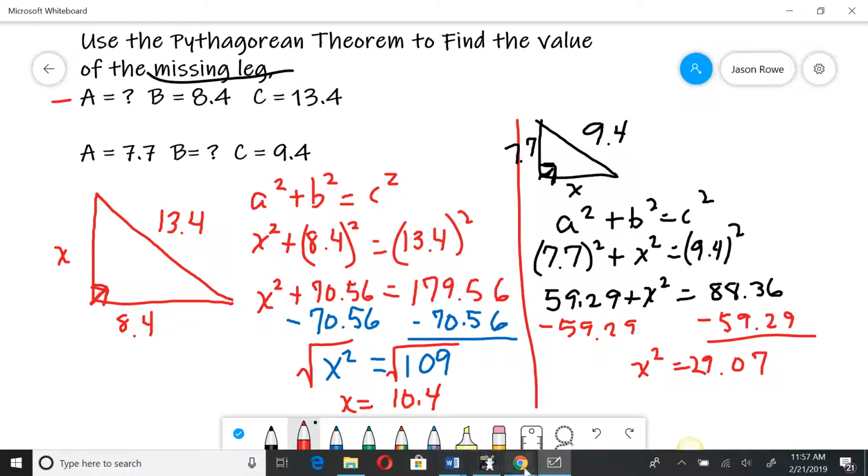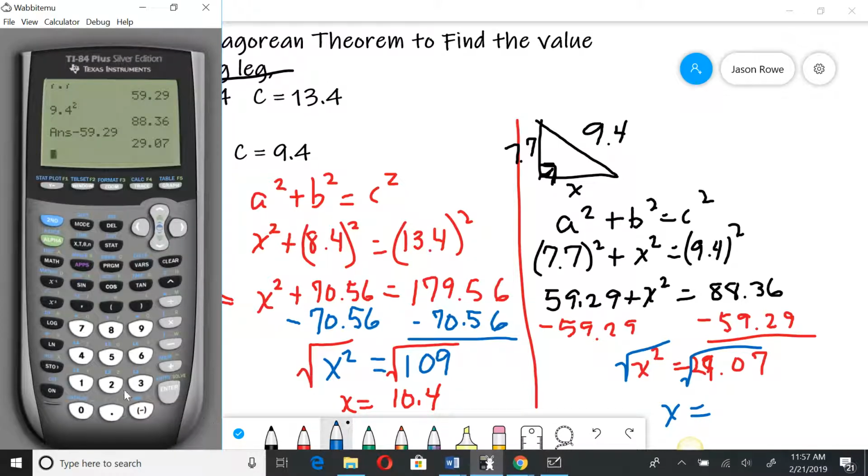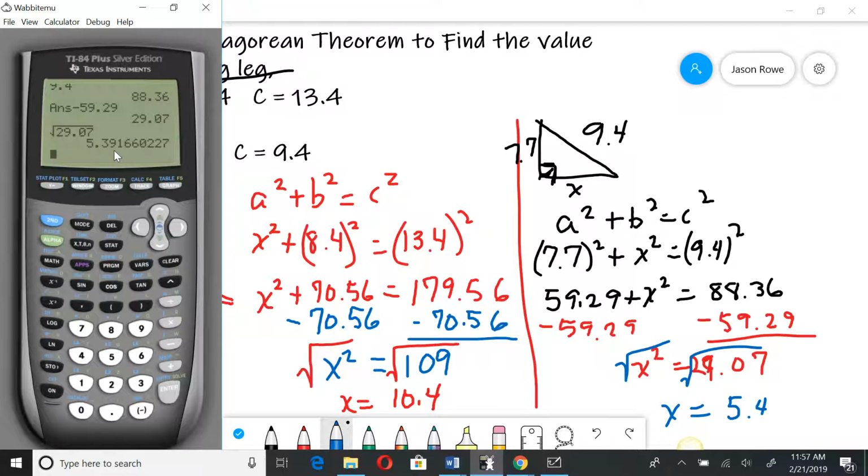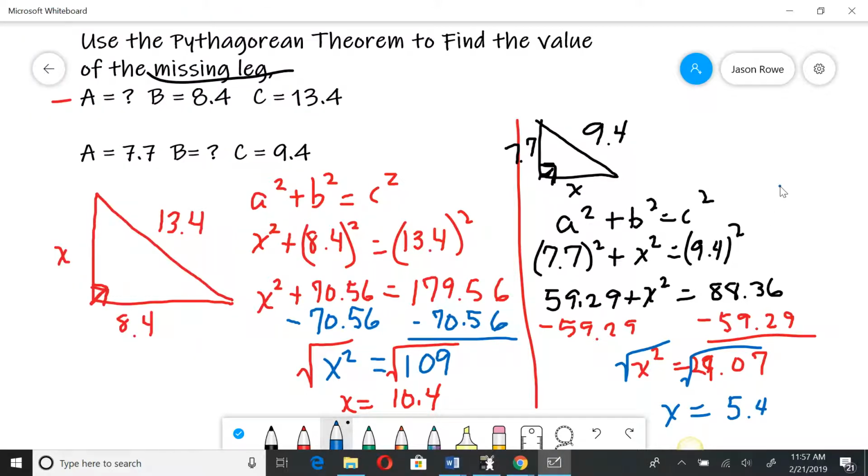And again, the last step here is to take a square root, and that's a 9. Make it look like a 9, Mr. Rowe. And so we're going to take the square root of 29.07, second, x squared. And that's going to end up being about 5.4 rounded. Make sure you look. Since that's a 9, we're going to round this to a 4 and drop everything else. So 5.4. So that's the Pythagorean theorem. That's how you find one of the missing legs, and that's how you find the missing hypotenuse.